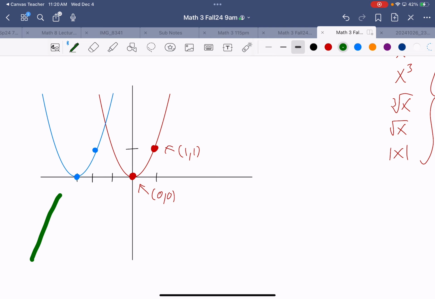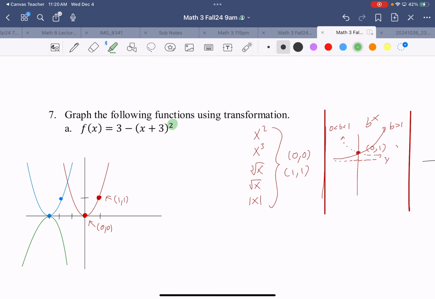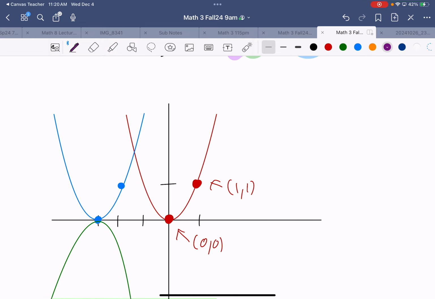So it looks like this. Again, it's not perfect. So I'll try to highlight them. So the square gave us the parabola. This moved it. This reflected it. And that 3 is going to move it up. So it's going to go.